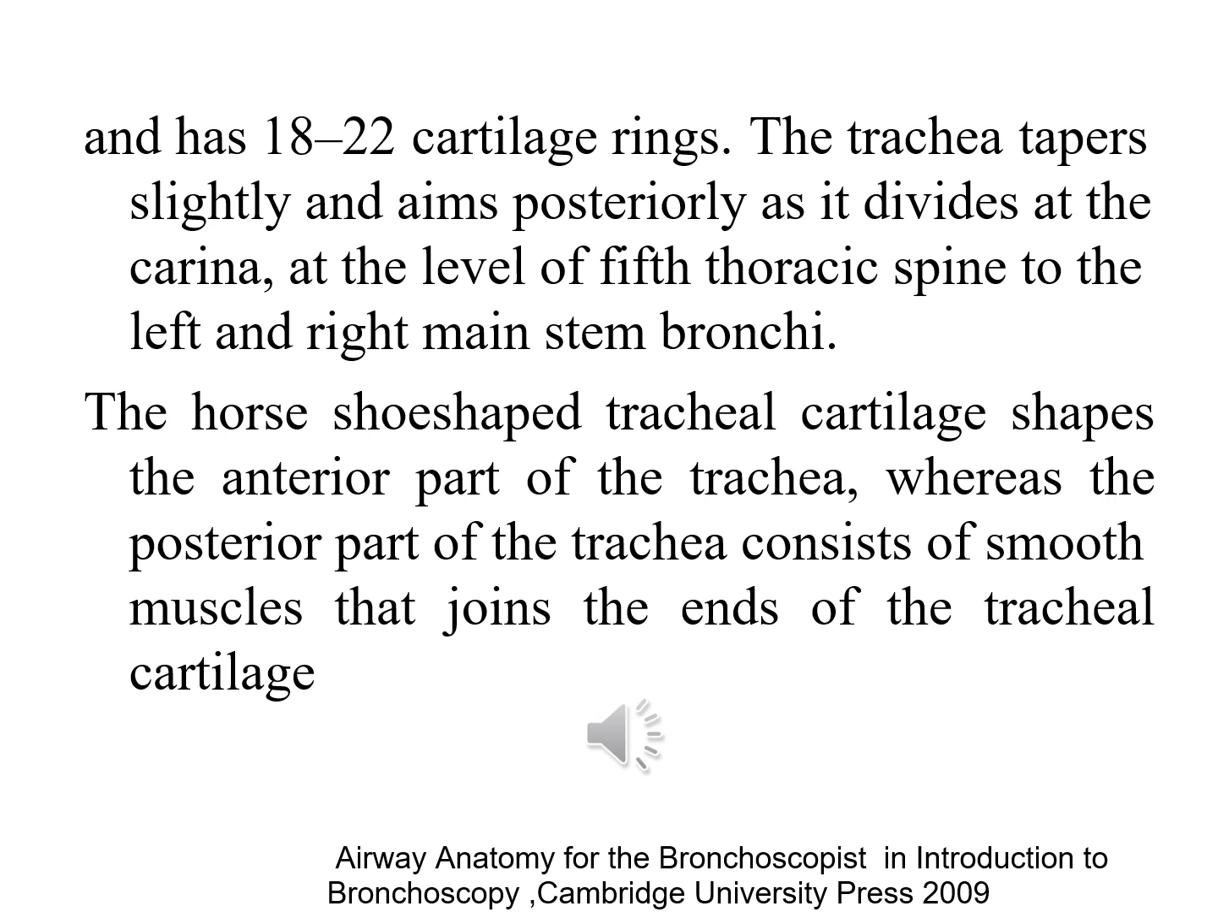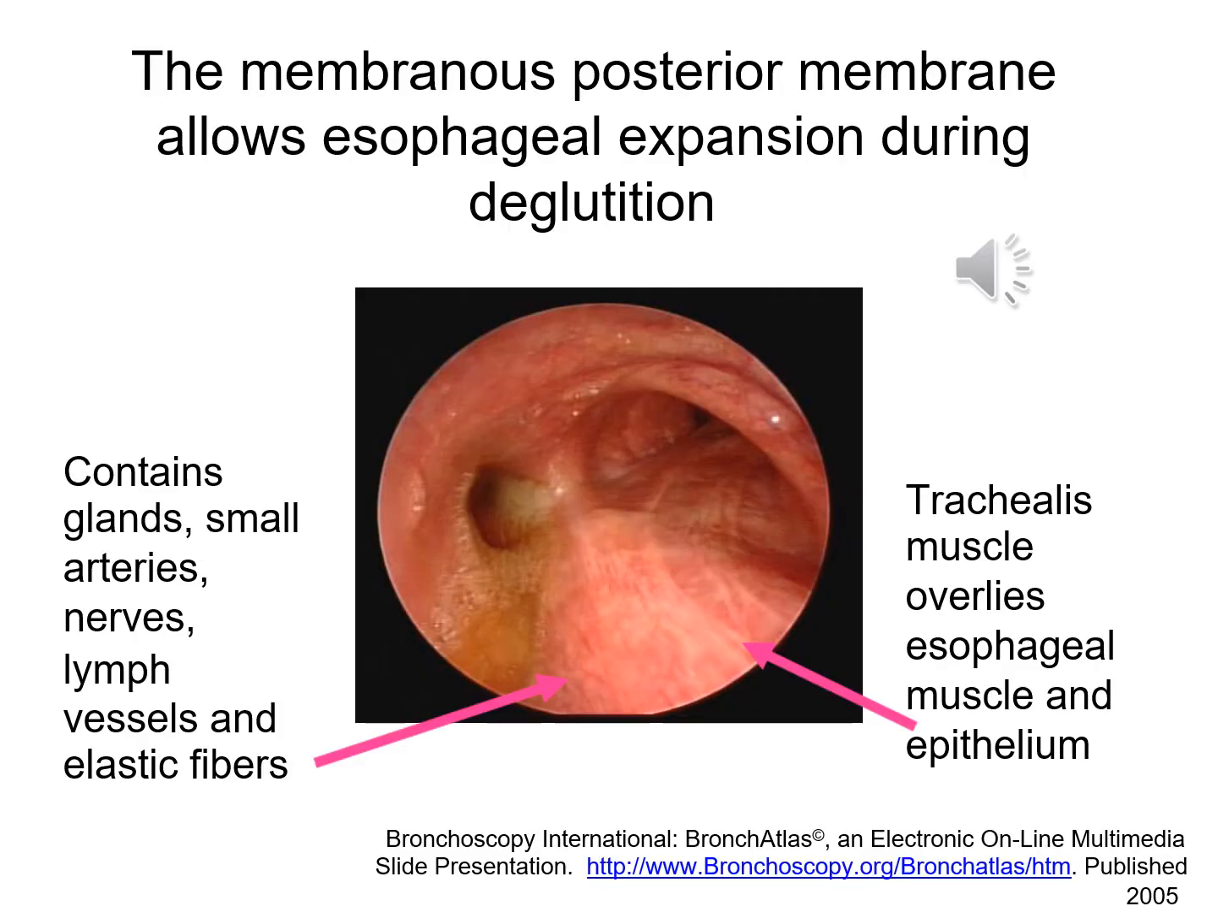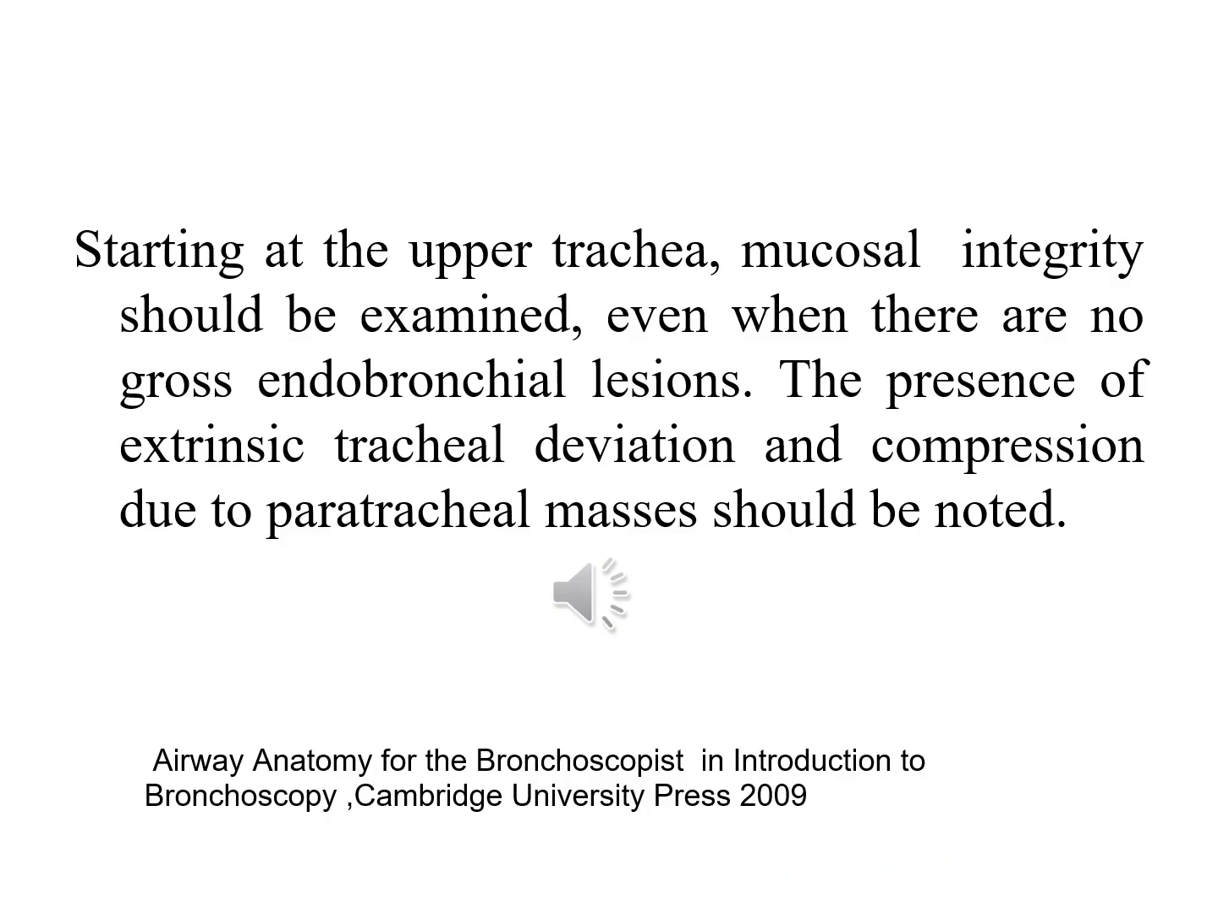The horseshoe-shaped tracheal cartilage shapes the anterior part of the trachea, whereas the posterior part of the trachea consists of smooth muscles that join the ends of the tracheal cartilage. The membranous posterior membrane allows esophageal expansion during deglutition. Contains glands, small arteries, nerves, lymph vessels, and elastic fibers. Trachealis muscle overlies esophageal muscle and epithelium. Starting at the upper trachea, mucosal integrity should be examined, even when there are no gross endobronchial lesions.